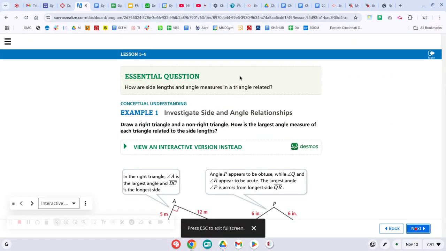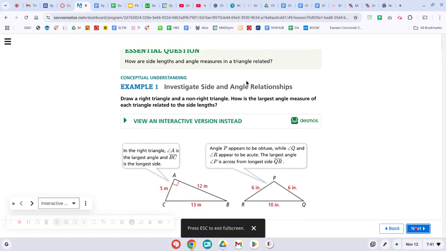How are side lengths and angle measures related? Well, since it's a 5-minute lesson, I'll just tell you. The biggest angle is always across from the biggest side. And the smallest angle in a triangle is always across from the smallest side. Notice that in this triangle, 6 and 6 are the same length. R and Q are the same measure. You already knew that, isosceles triangles.